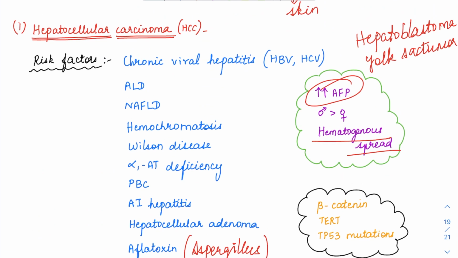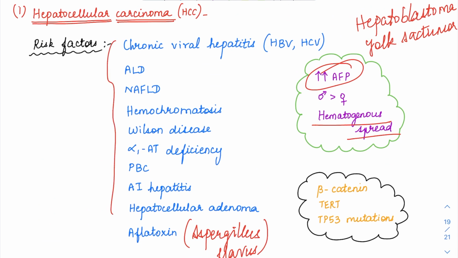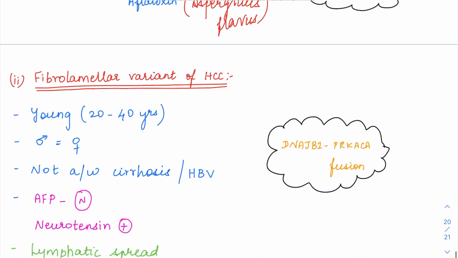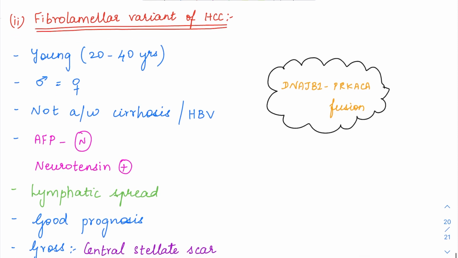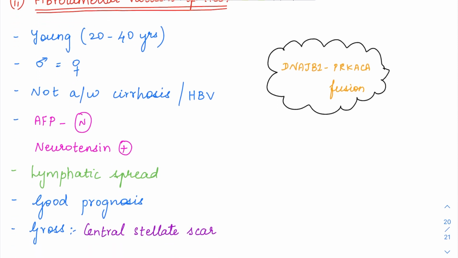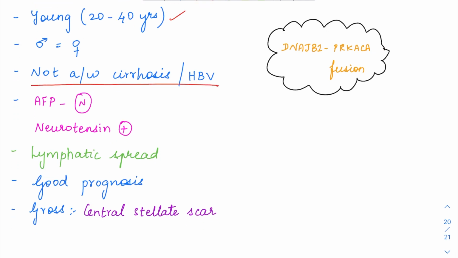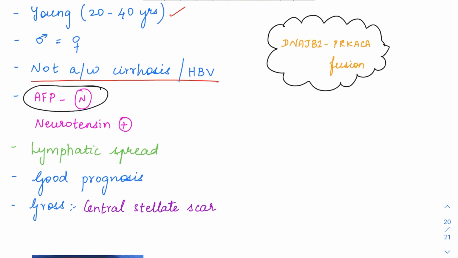So here we will have to remember the elevated AFP levels, then the various risk factors associated with hepatocellular carcinoma. Then there is a variant of hepatocellular carcinoma called the fibrolamellar variant. Why is it important? Because it is going to have opposite features of a hepatocellular carcinoma. So starting with, it presents in a younger age group as compared to a hepatocellular carcinoma. Less than 40 years, and here there is no gender predilection. Both males and females can be affected equally, and it is not associated with cirrhosis or hepatitis. Okay, and the AFP levels here will be normal.